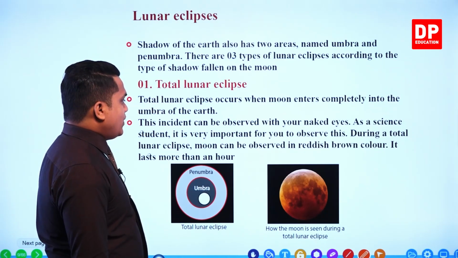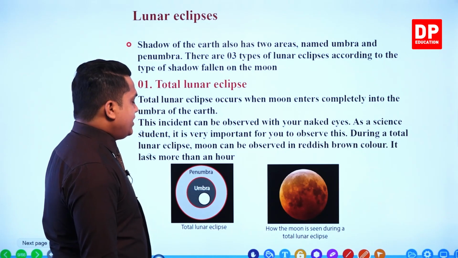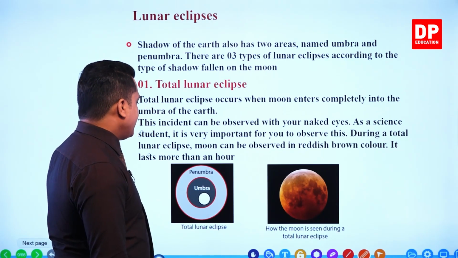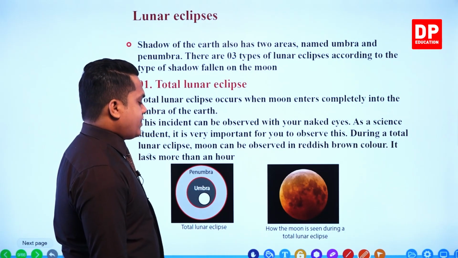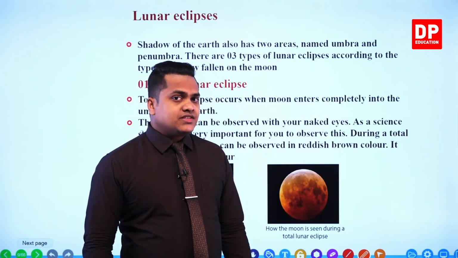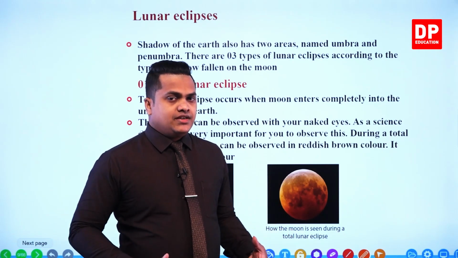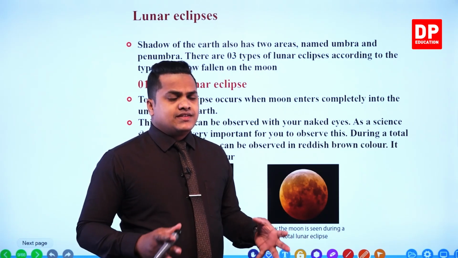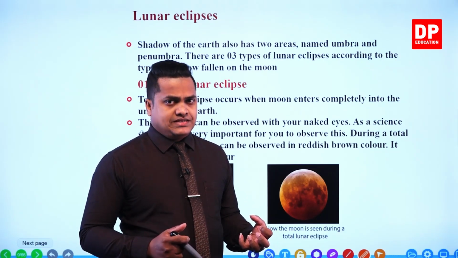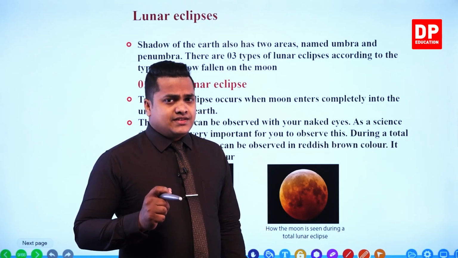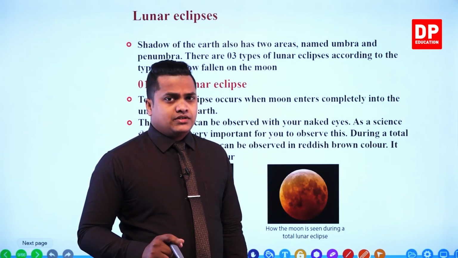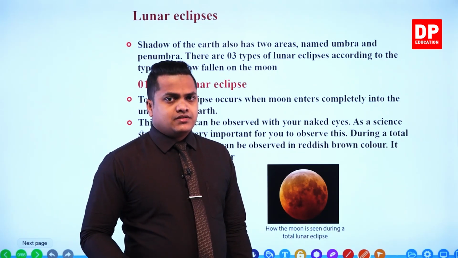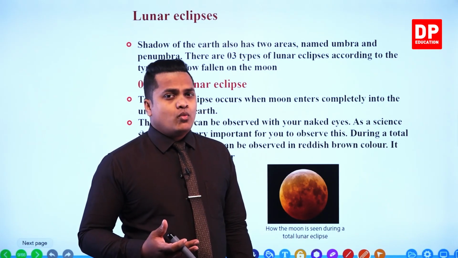As a science student, it is very important for you to observe this. During a total lunar eclipse, the moon can be observed in reddish brown color. It lasts more than an hour. So, important key points given. First, you are studying science to a greater extent within this part, my dear children. Especially we are focusing on the incidents that you are going to observe within our space or our solar system. As science students, these incidents are very important for you to look at. You have to follow up on these things and observe them, as they are very important.